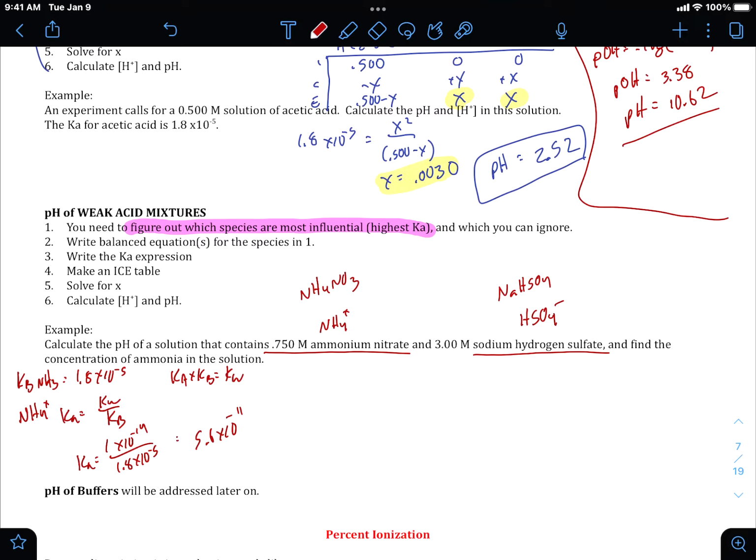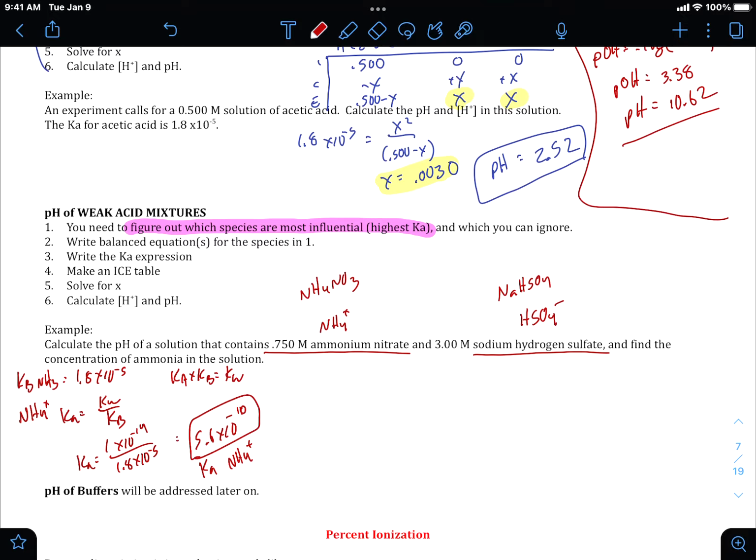Let's just double check. Okay, this is my Ka for ammonium. Guys, if you ever need a K value and you don't have it directly, check the sheet. Just pull it from there.